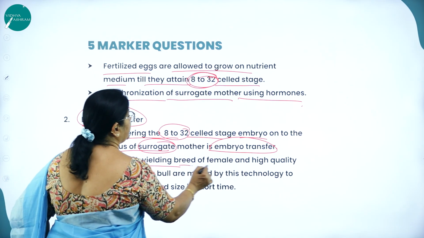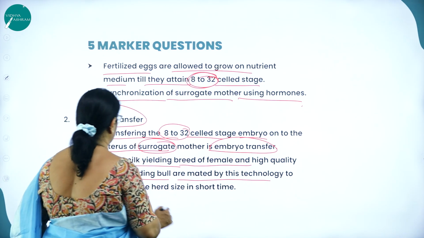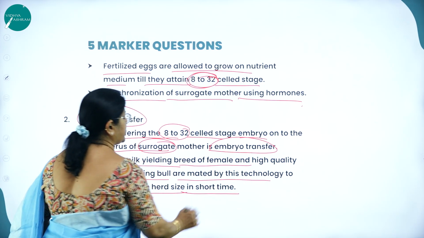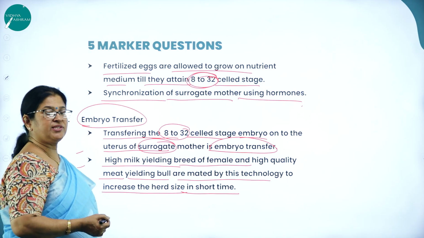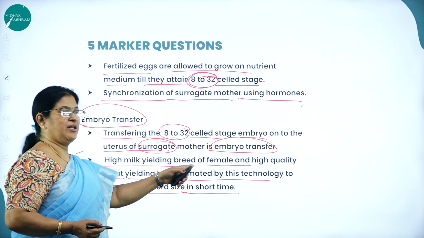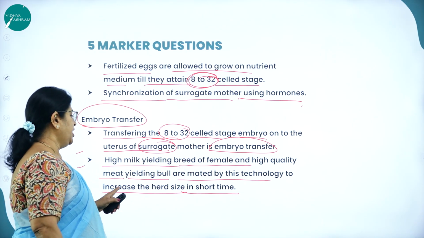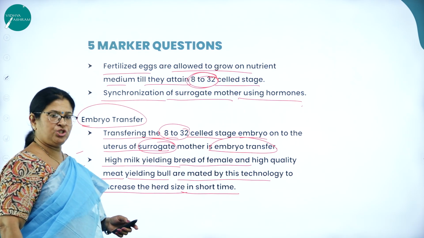High milk yielding breed of female and high quality meat yielding bull are mated by this technology to increase the herd size. The very important point is to increase the herd size. Right? High milk yielding breed of female and high quality meat yielding bull are mated by this technology to increase the herd size in short time.